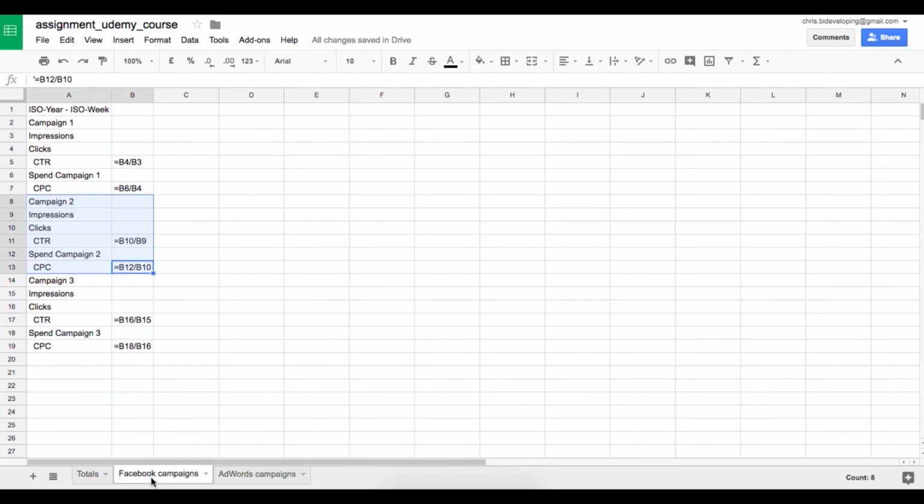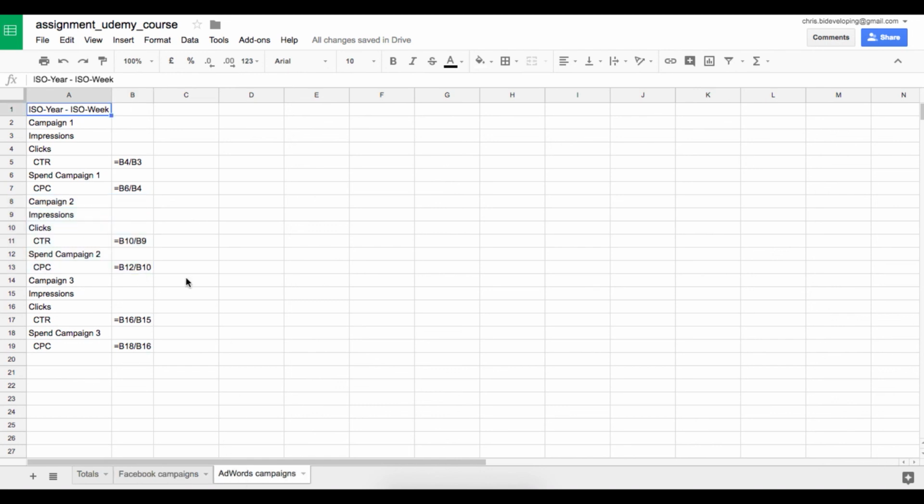We're also looking at the campaigns in detail. We collect them in the second and third tab. The Facebook campaigns feature the ISO year and week again. Then for each campaign, we collect their respective impressions, clicks, and calculate the click-through rate. Get the ad spend on the campaign and calculate the cost per click for each campaign. I've just made a template of 3 ad campaigns. There could be more or less, of course.